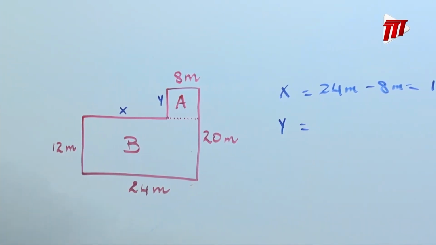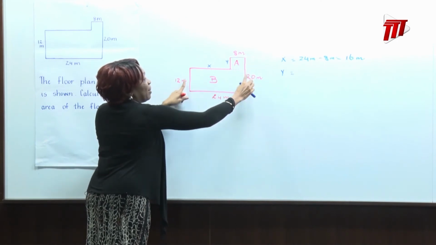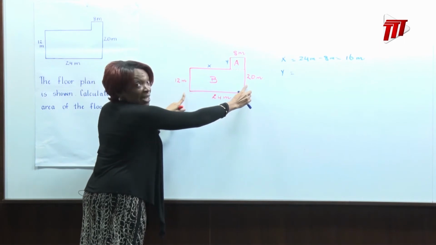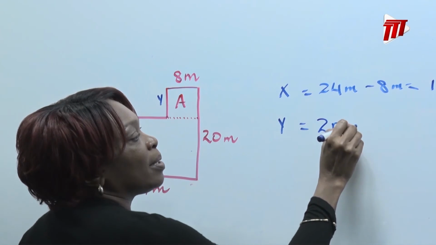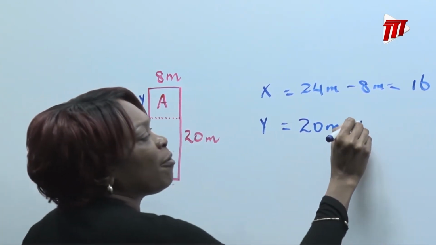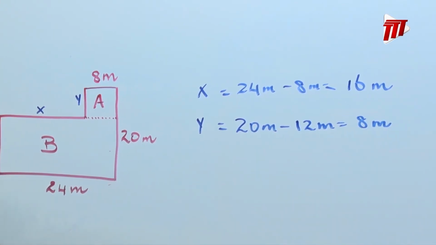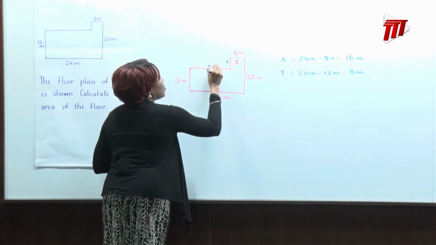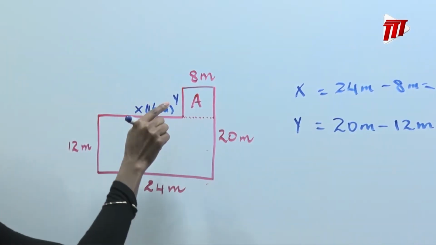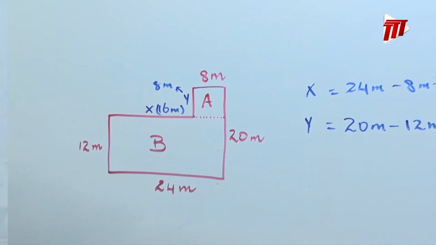How are we going to find y? What are we going to see? Well, we have the entire length of this side here being 20 meters. So we can say 20 meters, take away the 12 meters here. You see that, boys and girls? And that will give us y. 20 meters, take away the 12 meters, will give us the 8 meters. So now we have found all the missing dimensions. So we know that x is equal to 16, and we know that y is equal to 8 meters. That is very, very important.